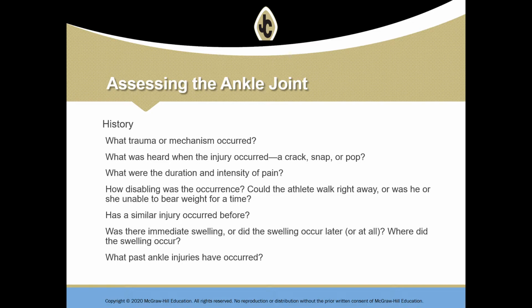So first thing we want to ask is what trauma or mechanism occurred, okay? I really, really like to know the mechanism. I even like to see it so much better because a lot of times that'll help me figure out what's going on. So what injury mechanisms are we dealing with can lead us directly to what structures have been injured. Was there any noise heard when the injury occurred? A crack, more bony, a snap or a pop, more soft tissue, may be indicative of a tear of soft tissue.